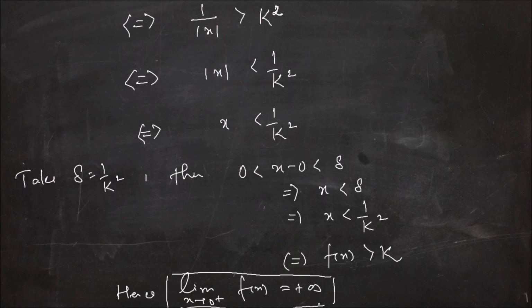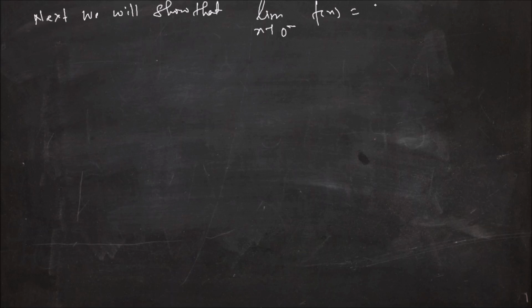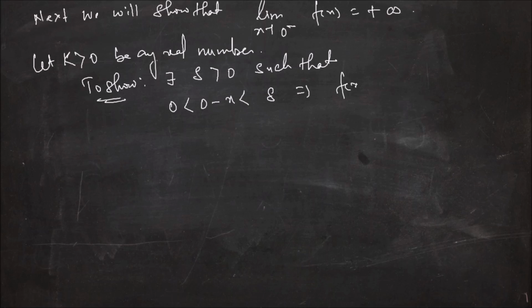Now we will show another limit. Next we will show that limit x tends to 0 negative f of x is equal to plus infinity again. So for this again we take any k greater than 0, be any real number. So we have to show there exists delta greater than 0 such that 0 less than 0 minus x less than delta should imply f x greater than k.